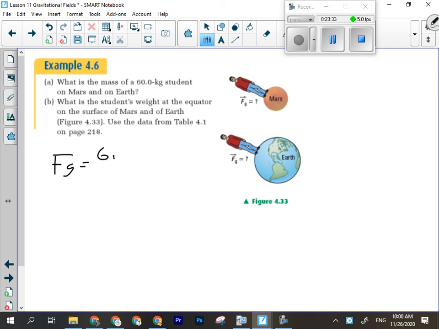Fg equals big G times mass 1 times mass of Earth, okay, over radius of Earth squared. And then for Mars, okay, big G times mass 1 times the mass of Mars over the radius of Mars squared, okay? That's what we'd be looking at for weight on both of those, okay? So, in this unit, there's nothing really mathematically difficult, but you really have to pay attention to wording on a lot of the questions, okay? It's crucial.